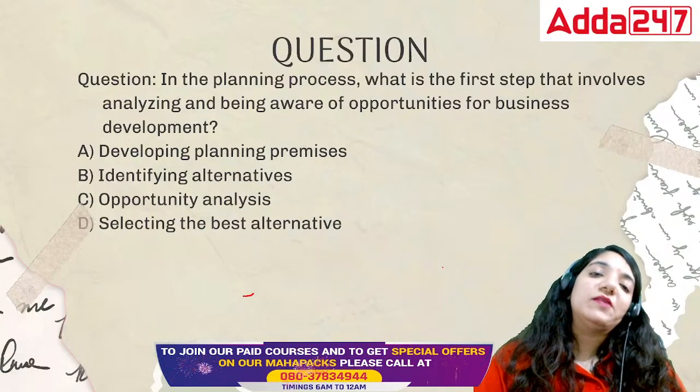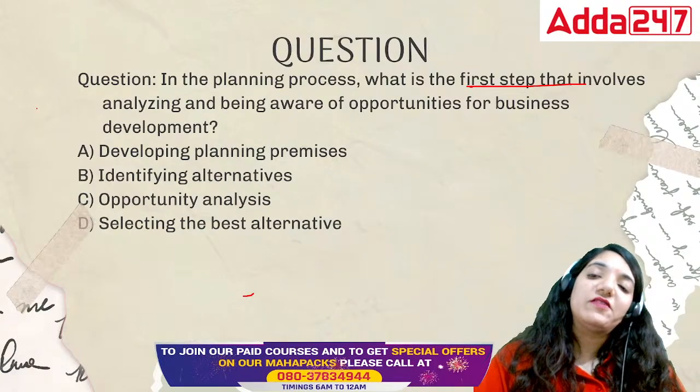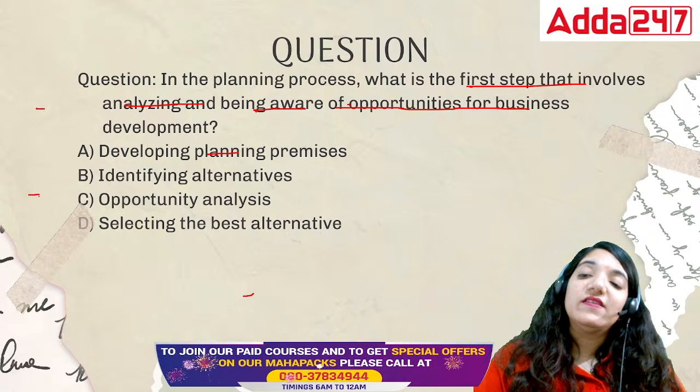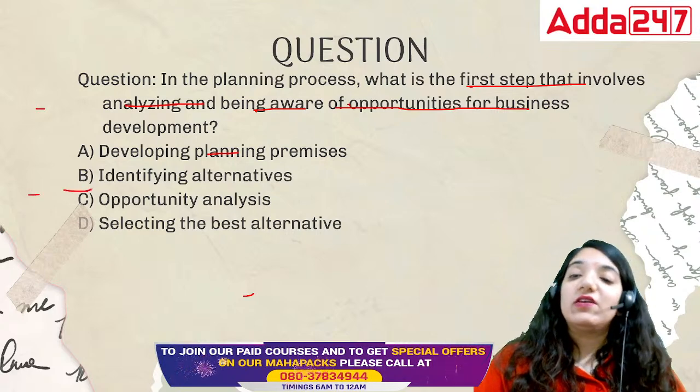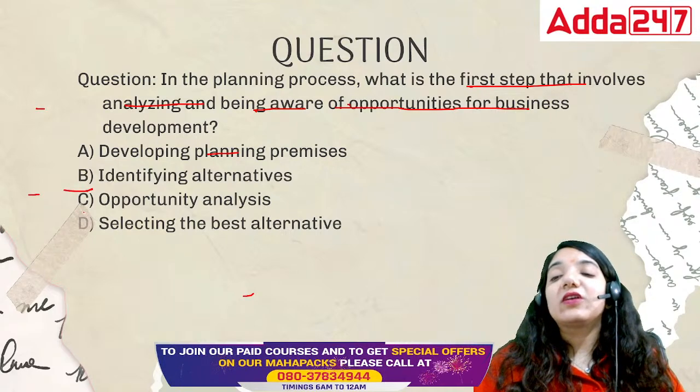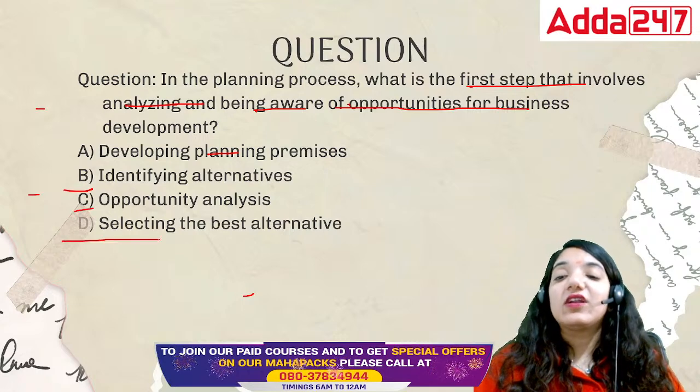Question: in the planning process, what is the first step that involves being aware of opportunities, developing premises, then identifying alternatives, then comes the alternative analysis or selecting the best alternative.